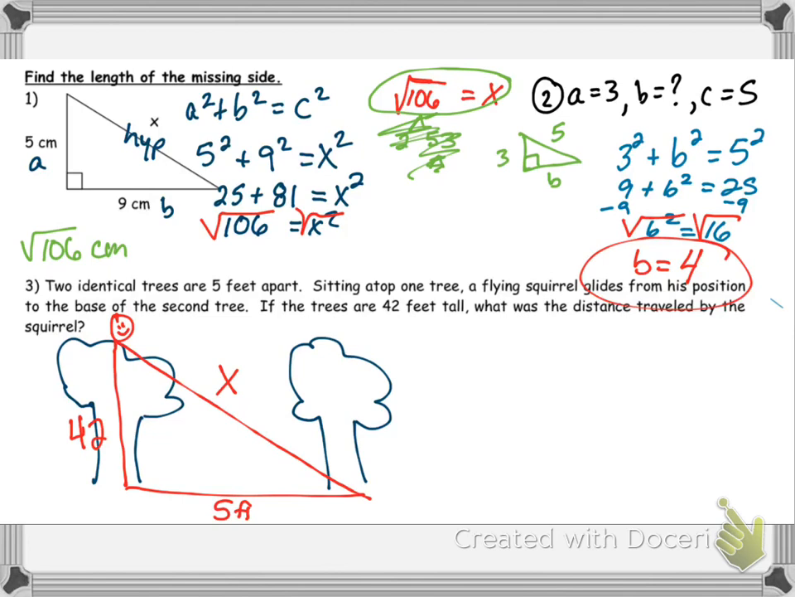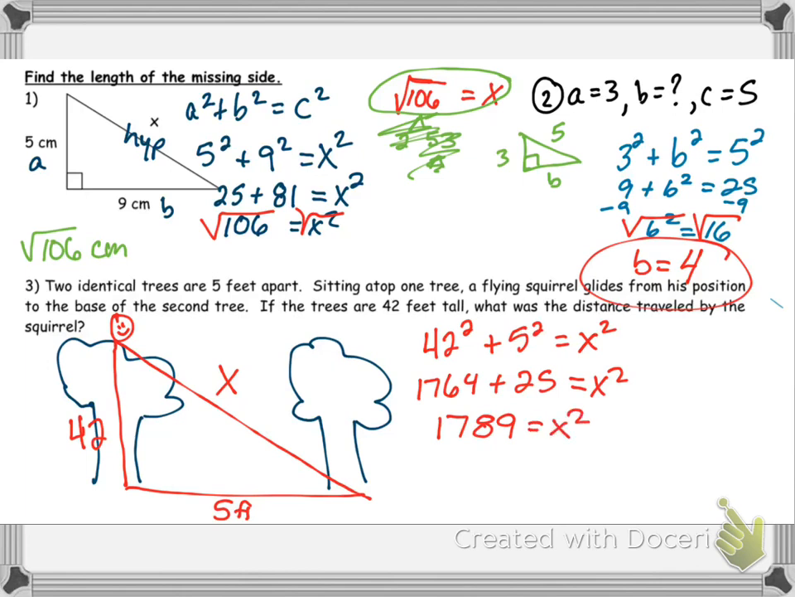The side we are trying to find is our hypotenuse. So all I have to do is plug my numbers into my Pythagorean theorem. I got 42 squared plus 5 squared equals x squared. 42 times 42, grab a calculator for that one. 5 squared is 25. Now I add these up. For this one, I would recommend using your square root button on your calculator, because a lot of times when you have a number this big, it is a perfect square.